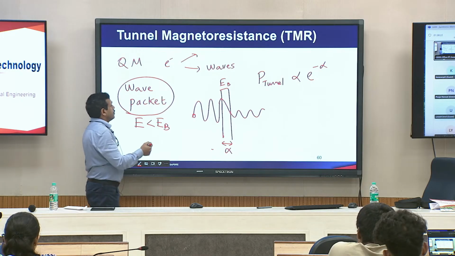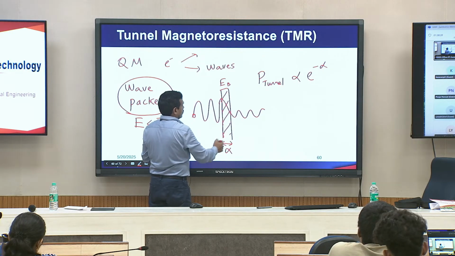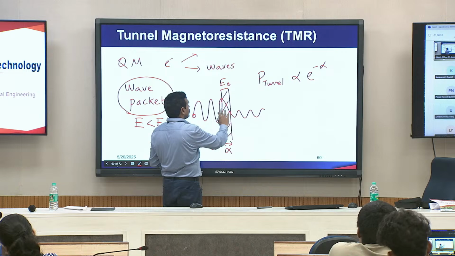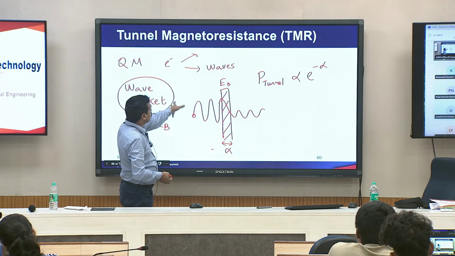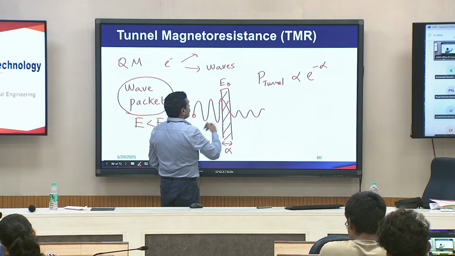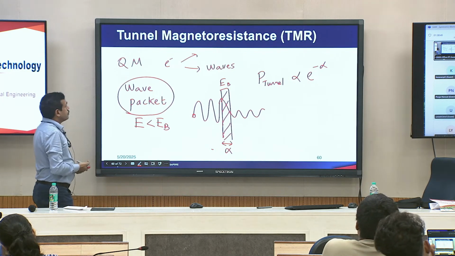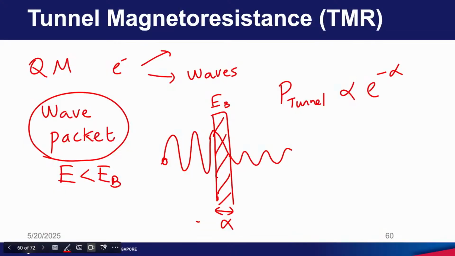So, what it means is that if you send electrons through a barrier, there is a probability that the electrons can go to the other side, because of the wave nature and the quantum mechanical probability of the electron's wave function going to the other side. So, how do we create this kind of energy barrier? For example, it can be a metal and an insulator.